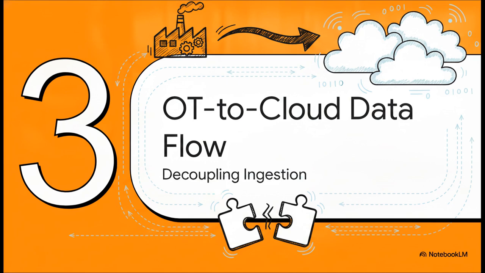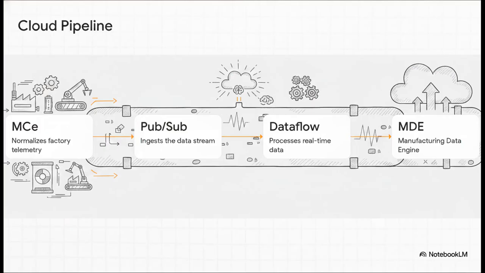Section 3, Seamless OT to Cloud Data Flow, Decoupling Ingestion from Protocol. Let's trace the exact journey of our newly unified data stream as it moves from the factory floor all the way up to the cloud. That normalized telemetry flows seamlessly out of MCE and is instantly routed into Google Cloud Pub/Sub. From there, it passes right through Dataflow and finally lands directly in the Manufacturing Data Engine, or MDE. It's just a straight, uninhibited pipeline built specifically for the standardized telemetry.